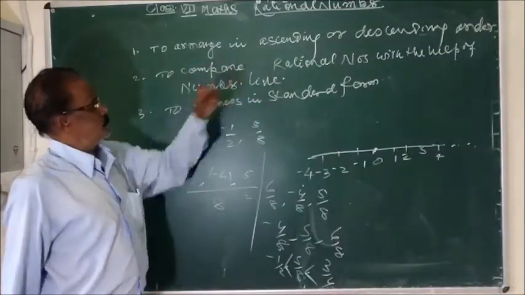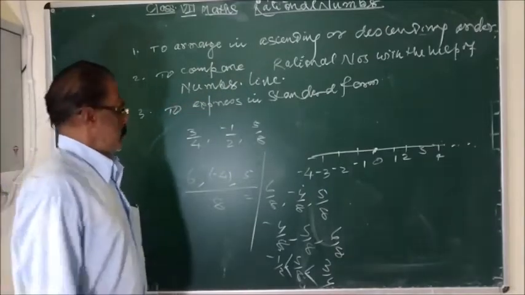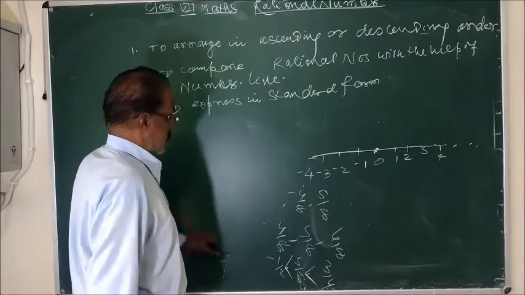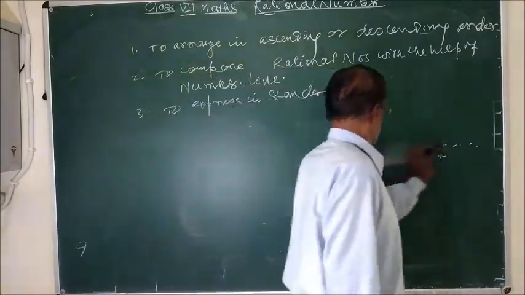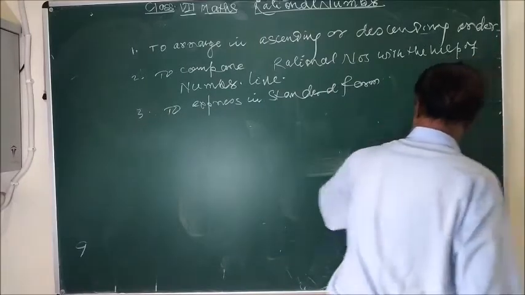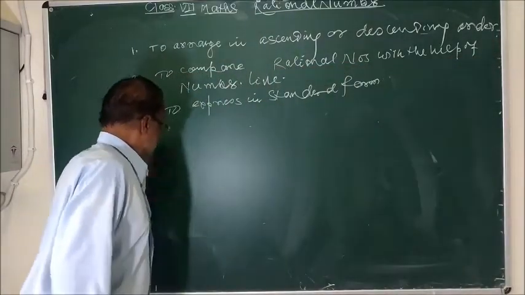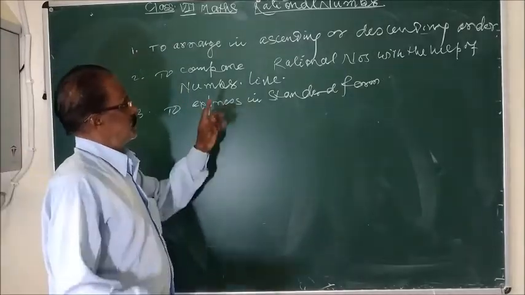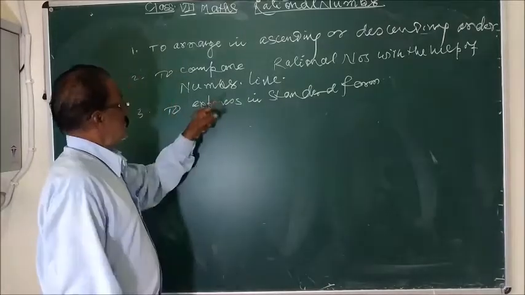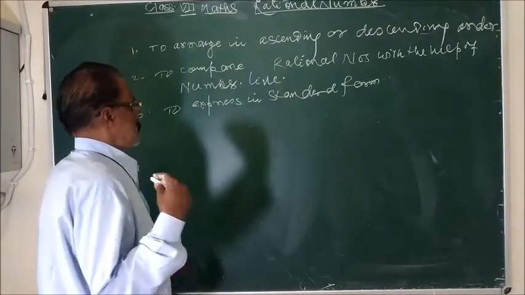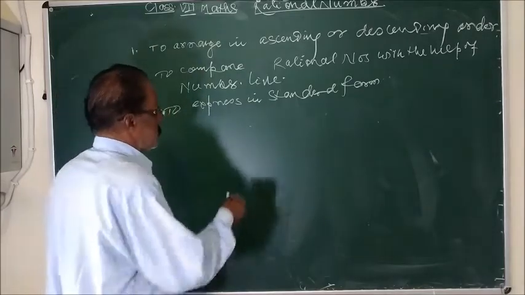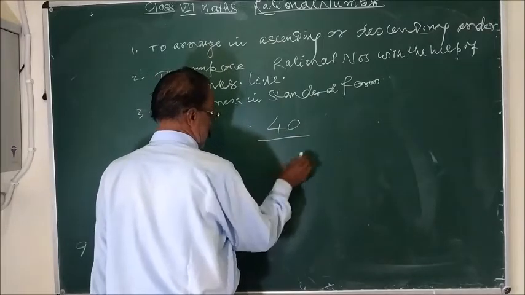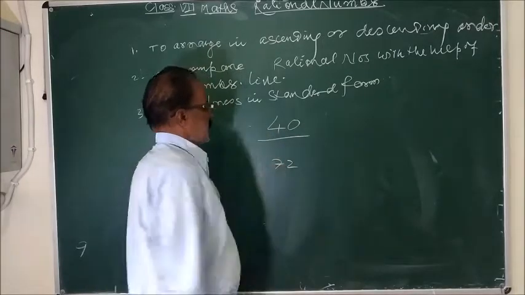And I have already explained how you will compare the given rational numbers with the help of number line. I remind you of this point: all the numbers which are on the right side of the other numbers on the left side will be greater. This is a very, very simple method to compare two rational numbers. Now one more point, that is how you will change rational numbers into standard form. Suppose this is a fraction, 40 upon 72. This is a rational number.